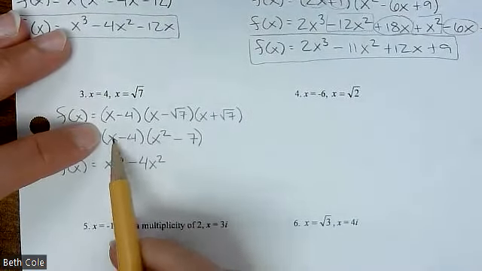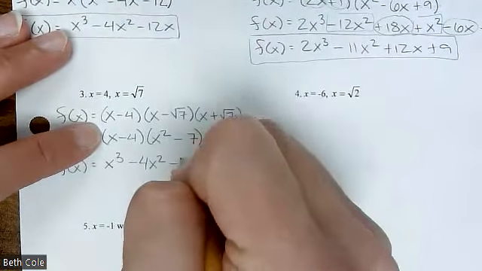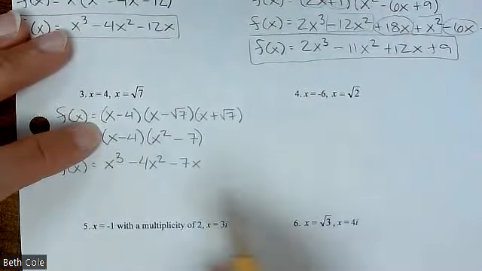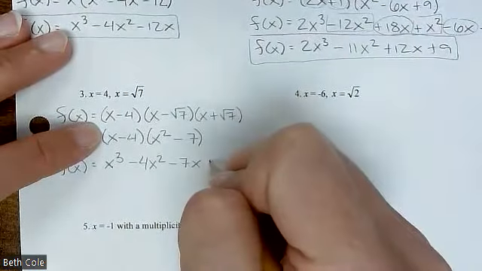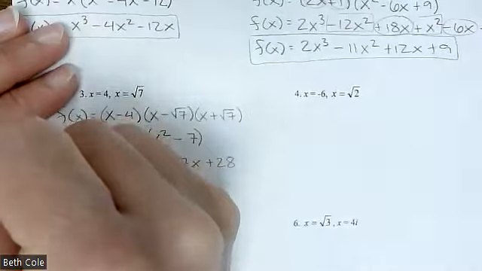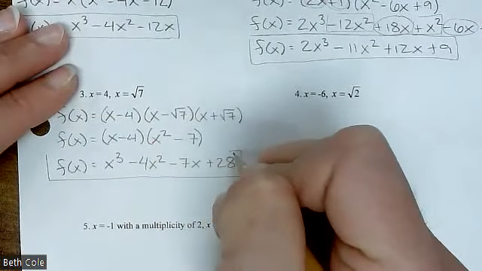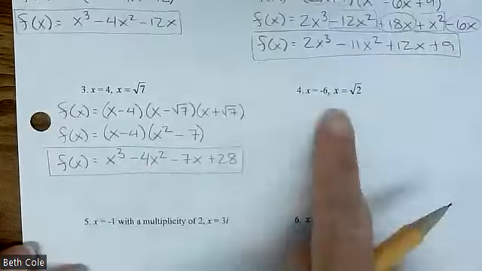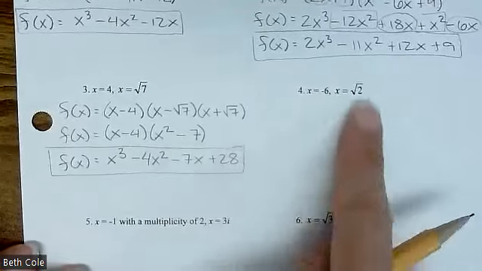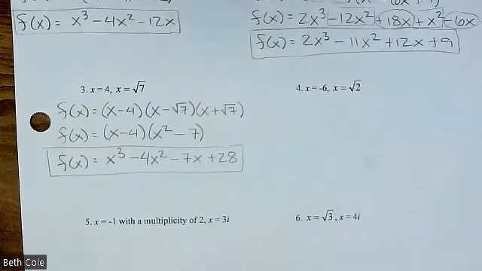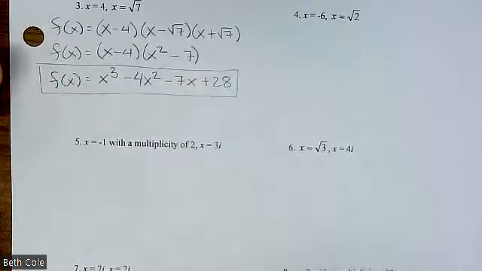And then the outsides will give you minus 7x. And then negative 4 times negative 7 is plus 28. Good. Number 4 is the exact same kind of thing, just with different numbers in it. So I'll fill that one out when I take a picture. I'll post it to Schoology if you want to do that one for an extra practice one. But I'll leave that for now because I'm not trying to torture you.